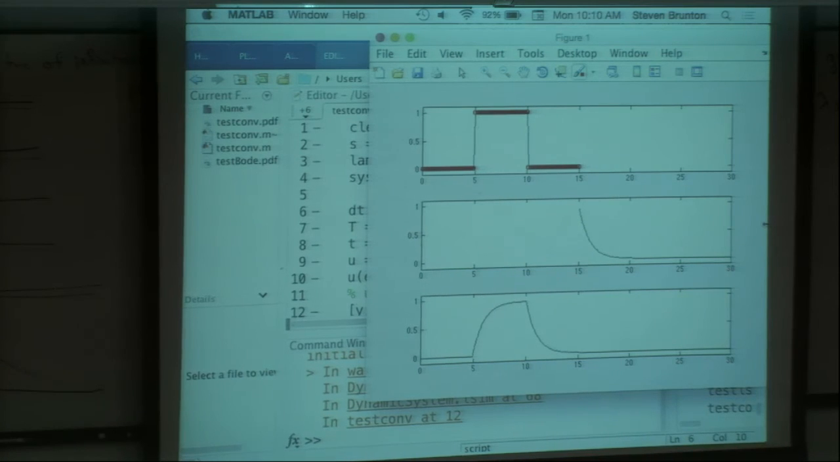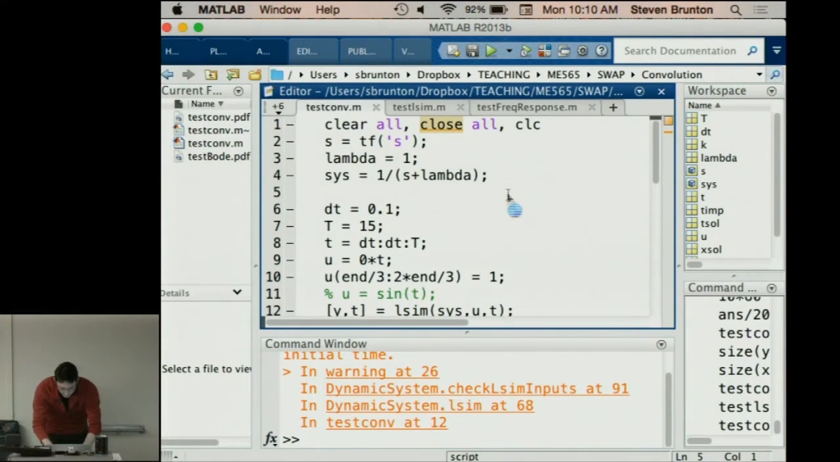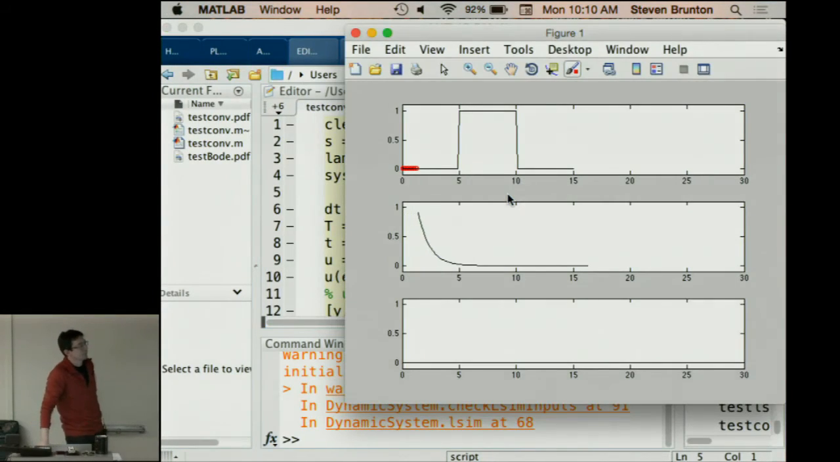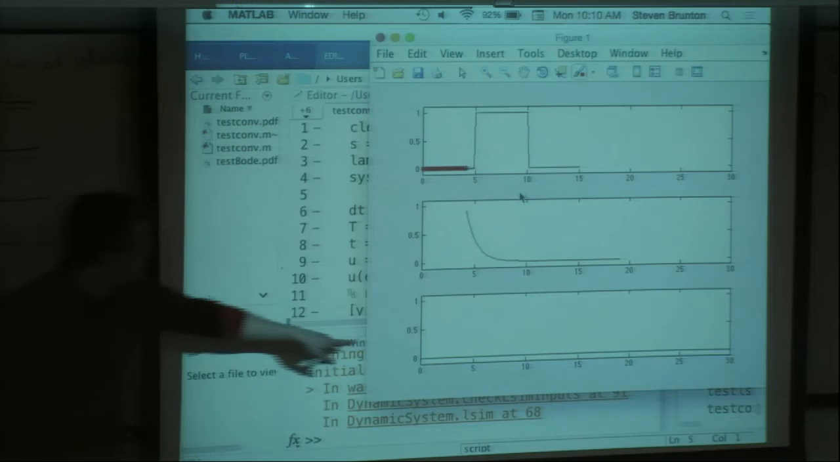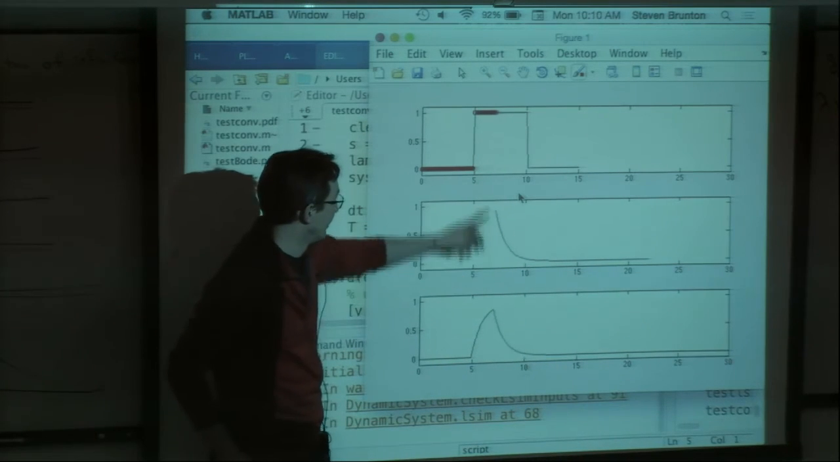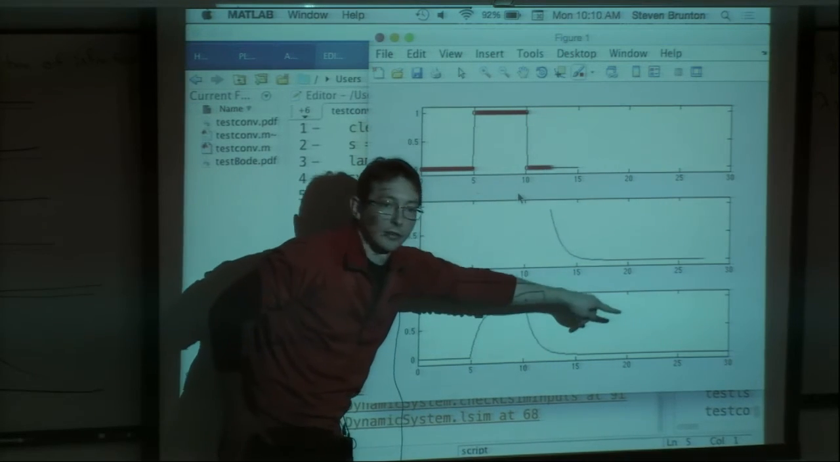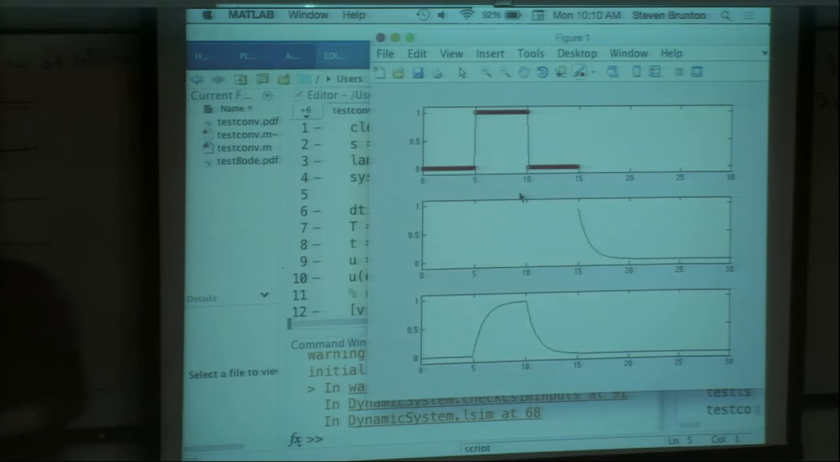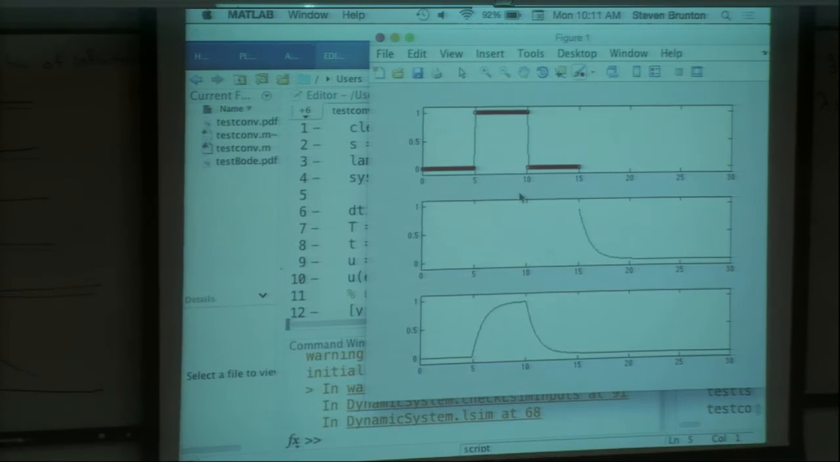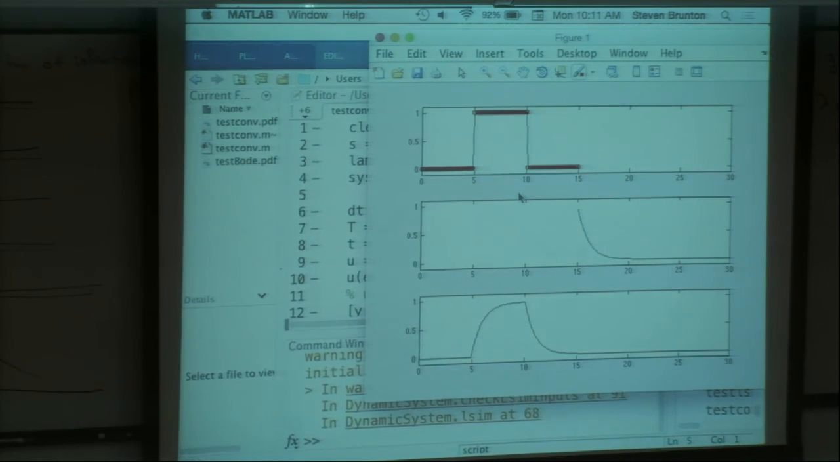So let me run this again. So this is my output. 0, 0, 0, 0. Now it starts accumulating because my u is on. And then once u turns off, it just decays forever. Okay, so this is kind of pictorially what the convolution is doing.